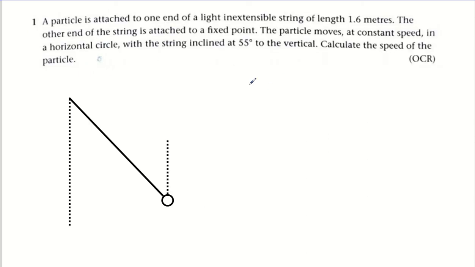Okay, then the next question's a bit trickier. We've got an object hanging on a string that's at 55 degrees to the vertical there, and it's also going to be 55 degrees there. And then we've got tension in the string.